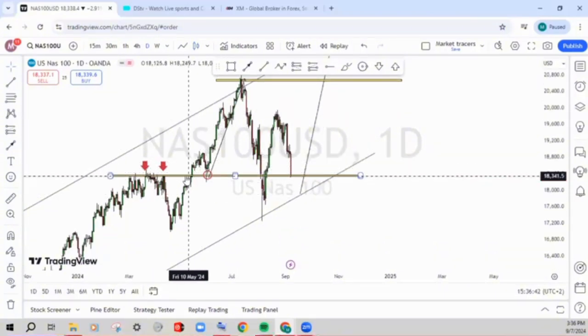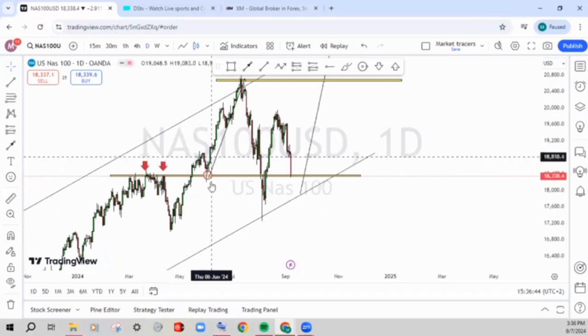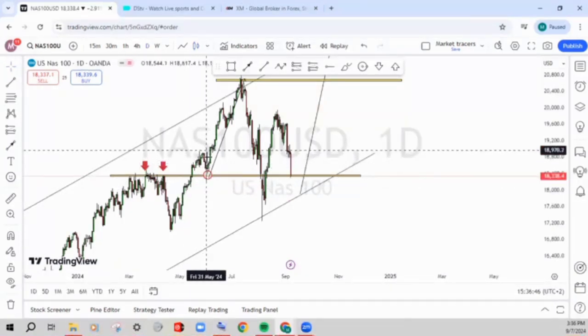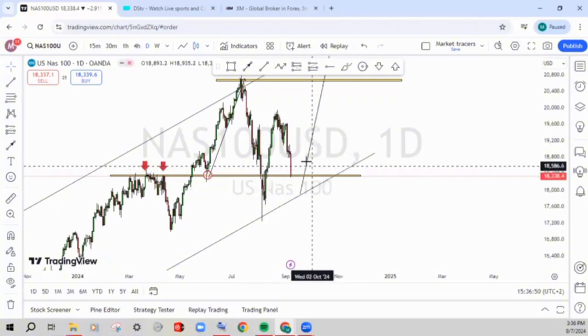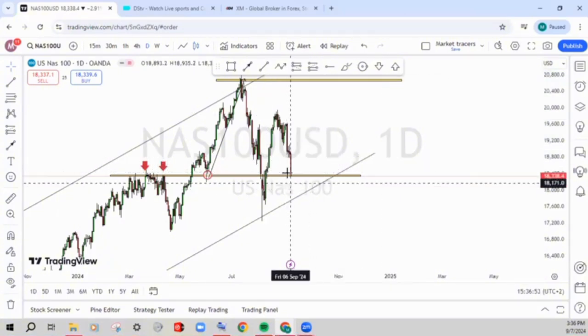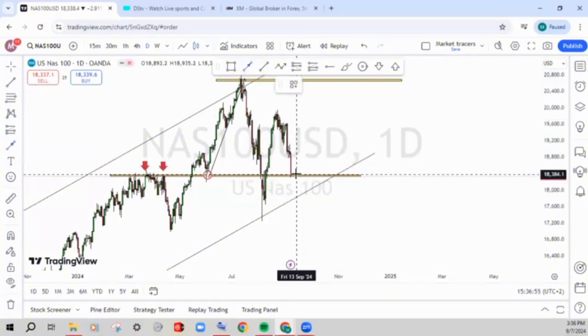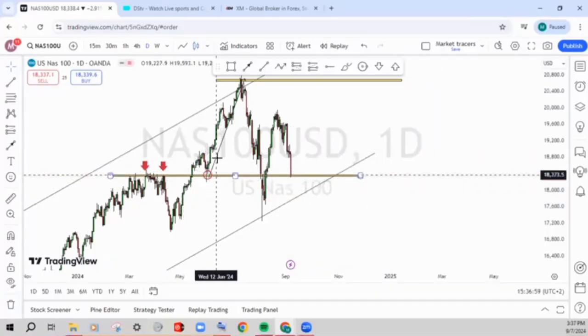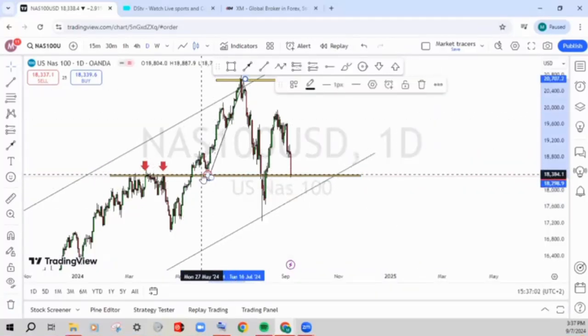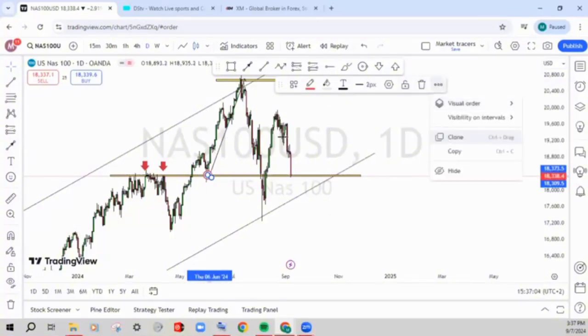Sorry, let me delete these things. It gave us a push to the upside, guys. You get my point? It gave us a push to the upside. This push simply explains to us that this was no longer a resistance. Now it was a support because it was broken and retested, guys.